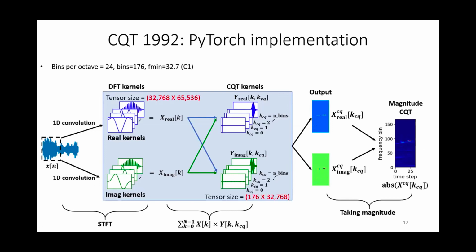But there's still some problem. For example, this algorithm consists of two sets of kernels. The first set of kernels is already gigantic, and the second set of kernels depends on the first set, because the second dimension of the CQT kernel must match the first dimension of the DFT kernel. So in total, there are 2 billion parameters here, which is too huge for a neural network.